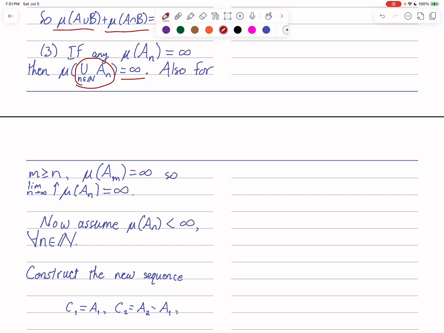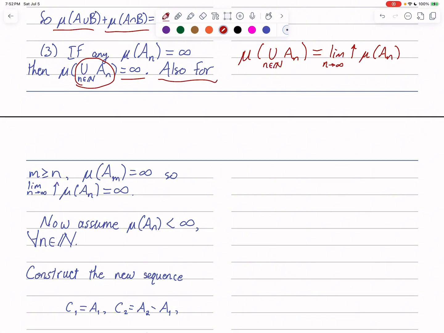Okay, so that's the left-hand side of the equation that we're trying to prove. Recall that we're trying to show that the measure of the union of An, this countable union, is equal to the limit of the individual measures. And we've just shown that the left-hand side of that equation is infinity in this case.